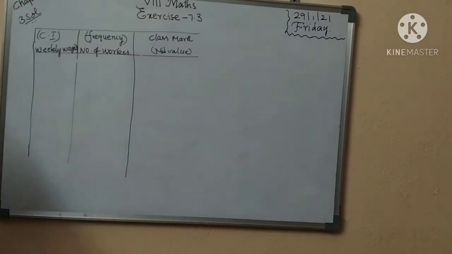Next, third problem. All of you look at the textbook, children. I read the question. Weekly wages of 250 workers in a factory are given in the following table. Construct the histogram and frequency polygon on the same graph for the data given.